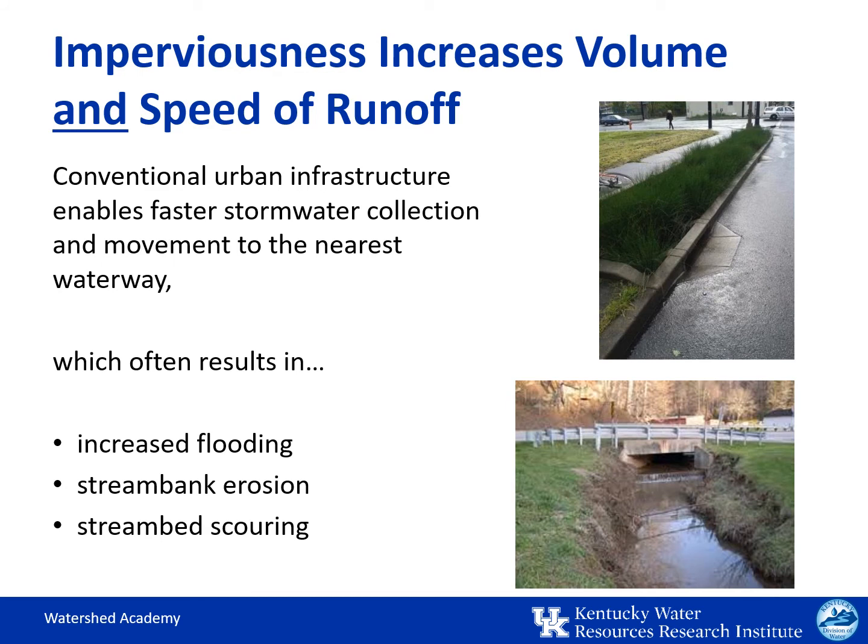In addition to increases in runoff amounts or volume, imperviousness also increases the speed of runoff and subsequent in-stream flows. Conventional urban infrastructure enables faster stormwater collection and movement to the nearest waterway, which often results in increased flooding, stream bank erosion, and stream bed scouring. These effects are of concern for both human infrastructure and aquatic habitat. Flooding and high flows can damage roads, bridges, buildings, and other infrastructure, and aquatic habitat can be scoured away, decreasing the presence and numbers of organisms that can survive.